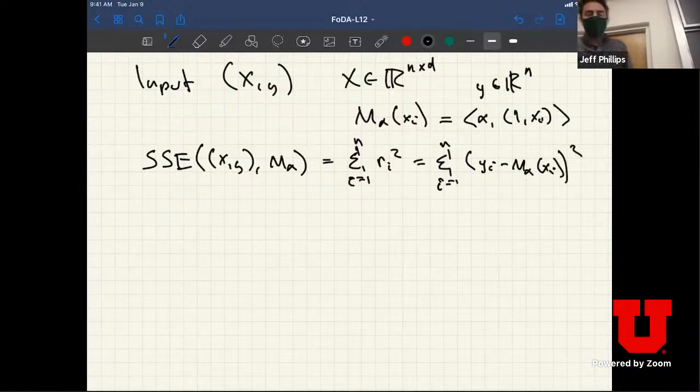Okay, where this residual is exactly the observed value yi minus the predicted value, right? We sometimes call this yi hat. Okay, and so this is the predicted value. Again, we're only measuring error in this y coordinate.